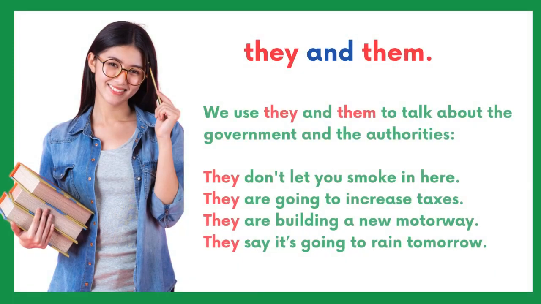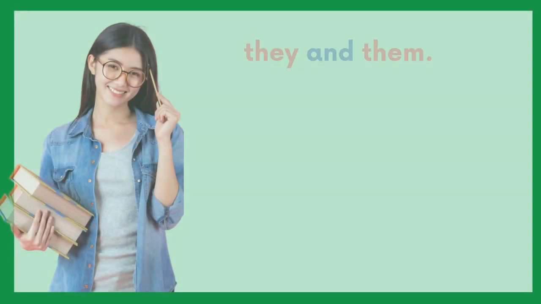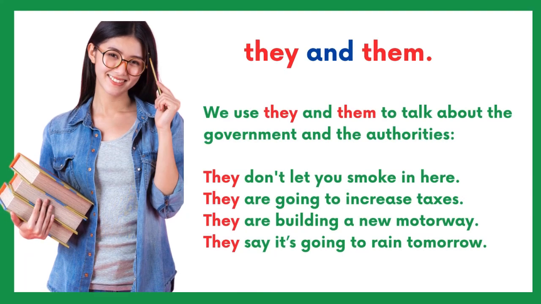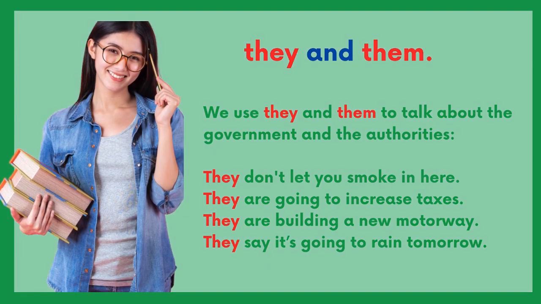They and them. We use they and them to talk about the government and the authorities. They don't let you smoke in here. They are going to increase taxes. They are building a new motorway. They say it's going to rain tomorrow.